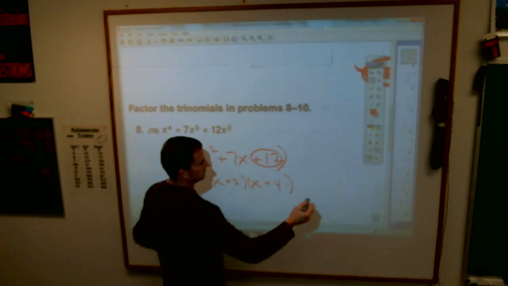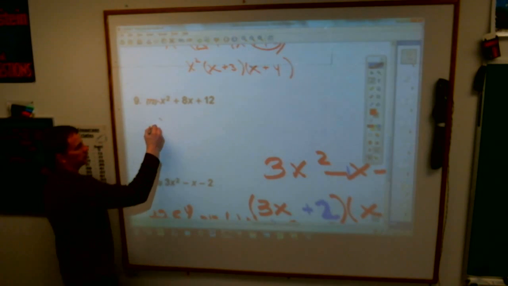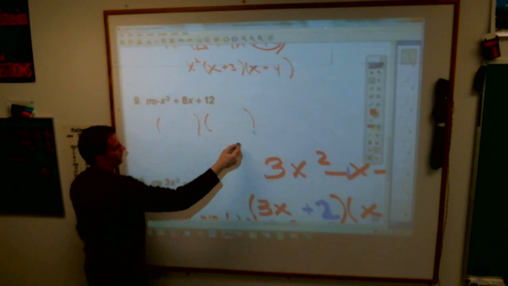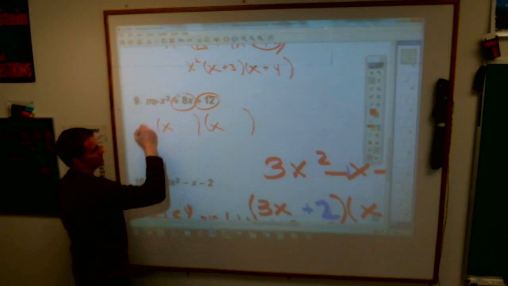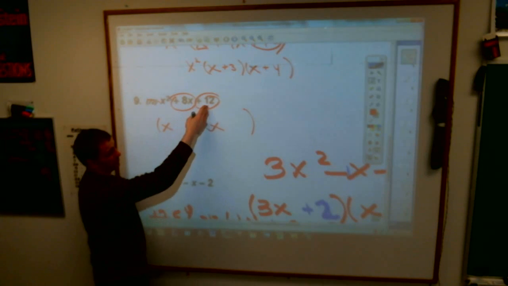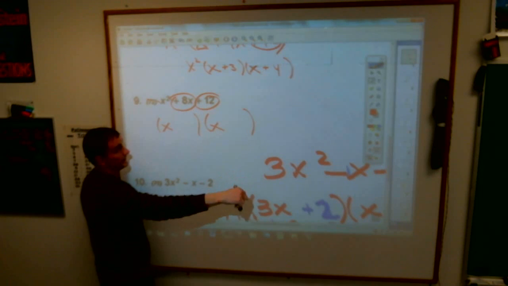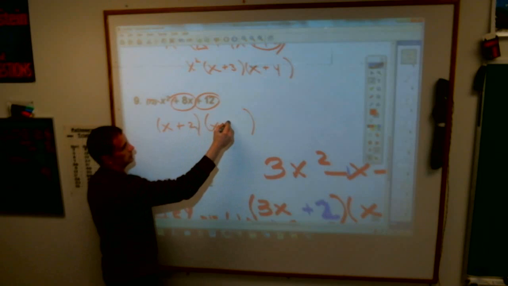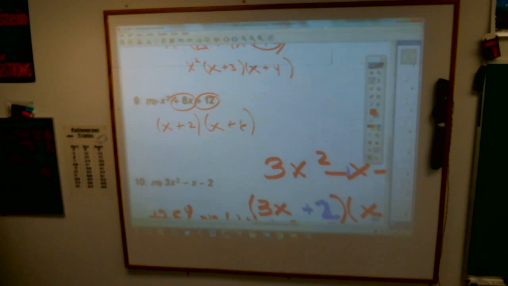Same thing for problem number 9, except this is just a trinomial. You can't factor anything out of all 3 of them, so here, what times what gives you 12, added together gives you 8? We can't use 3 and 4 because that's only 7. 12 and 1 would give you 13. 6 and 2 would give you the 8x there.